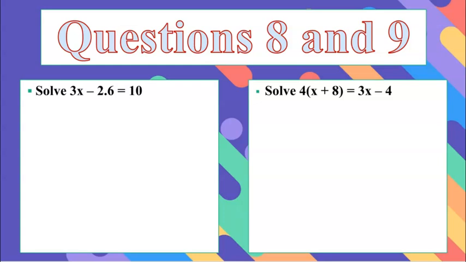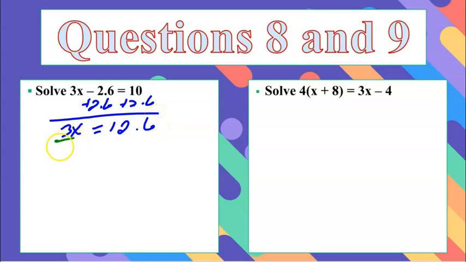Question 8. Solve 3x minus 2.6 equals 10. So we're going to solve for x. So the opposite of subtracting 2.6 is adding 2.6. That gives us 3x equaling 12.6. The opposite of multiplying by 3 is dividing by 3, so we can get our x by itself. And whatever you do on one side, you do on the other, and that will give us 4.2.